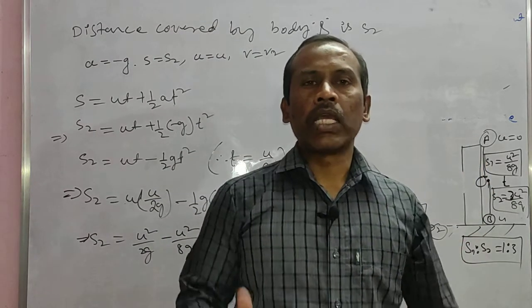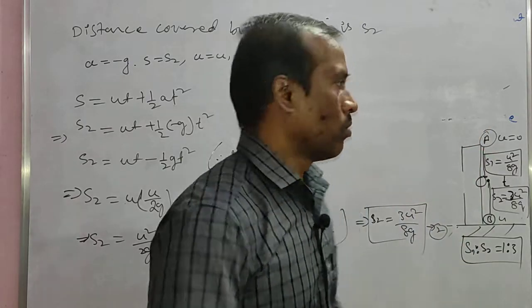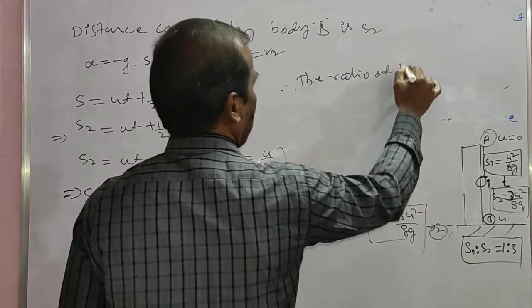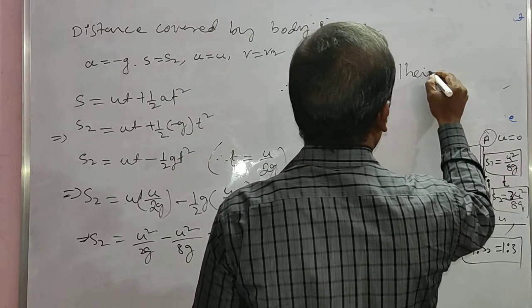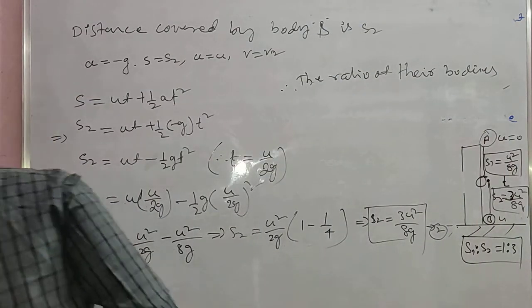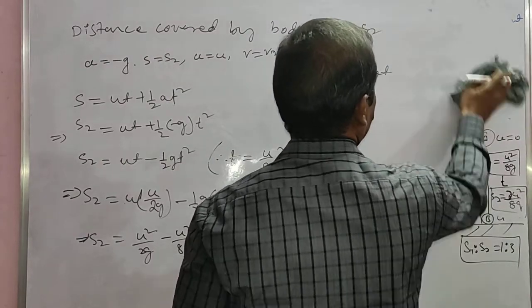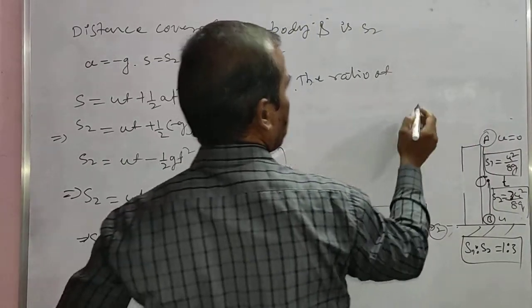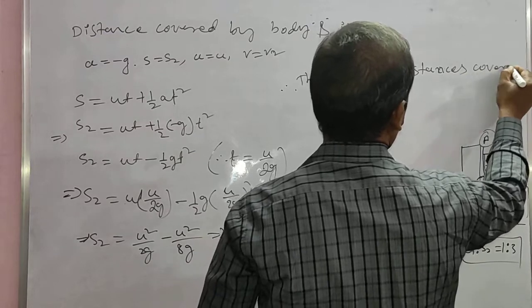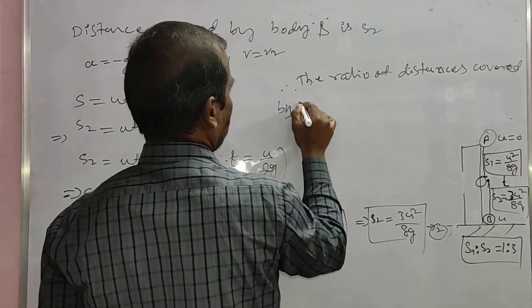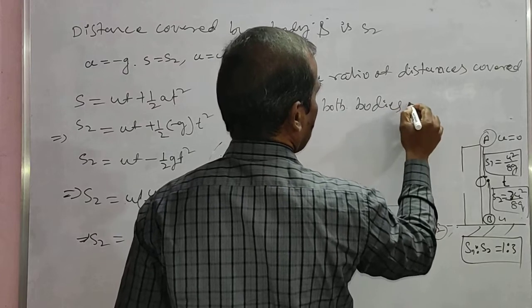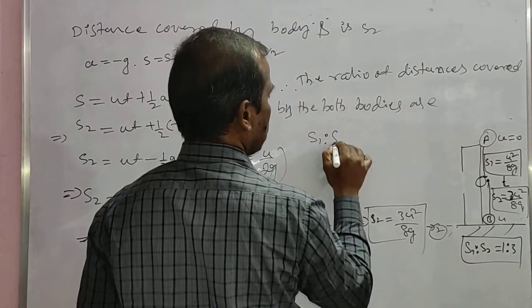So the ratio of the distances covered by both bodies is S1 is to S2.